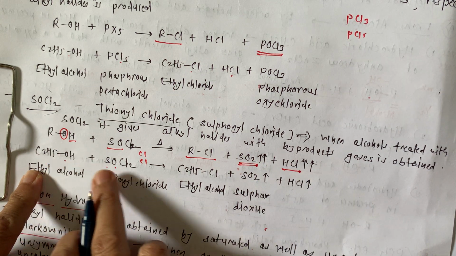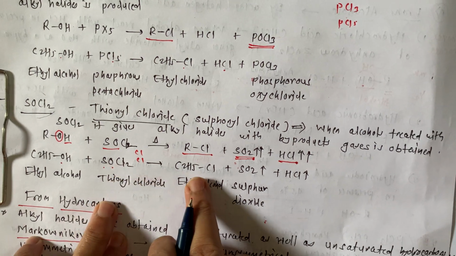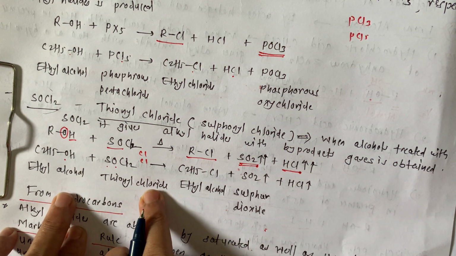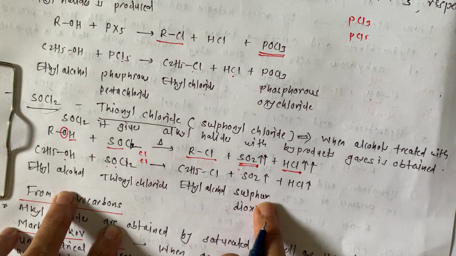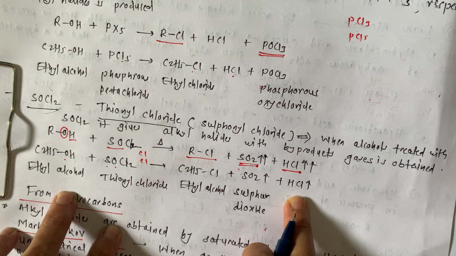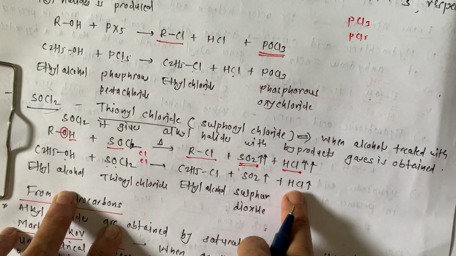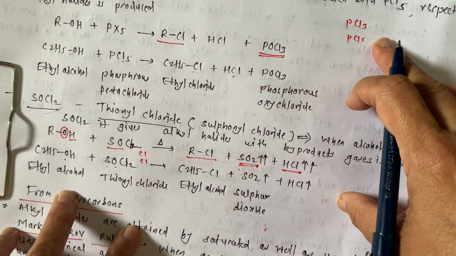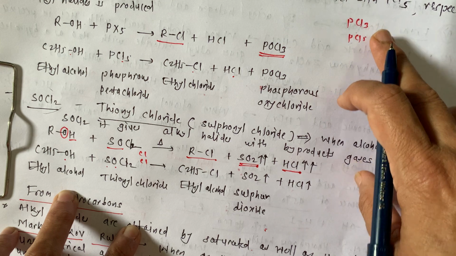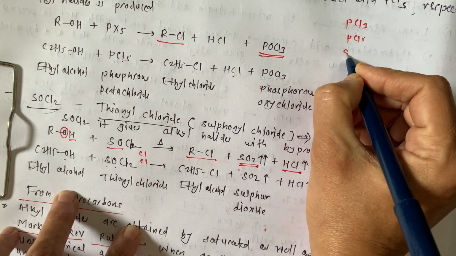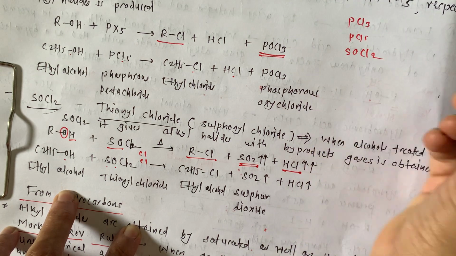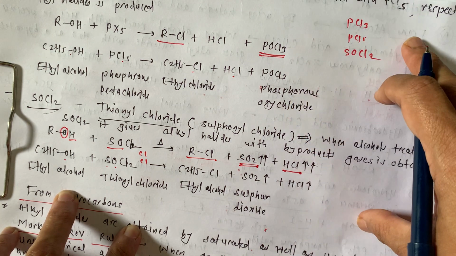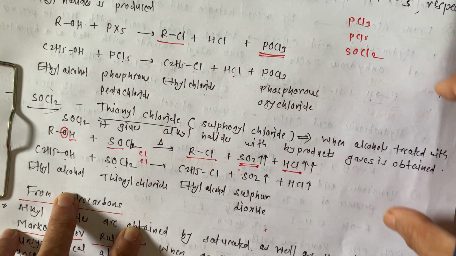So for example, ethyl alcohol treated with SOCl2, then there is formation of C2H5Cl, SO2, HCl. So ethyl alcohol, thionyl chloride, the product is ethyl chloride, sulfur dioxide, and hydrochloric acid gas. Okay, HCl is in the form of gas. So alcohol treated with PCl3, PCl5 and SOCl2, this is one of the parts of the preparation of alkyl halides.